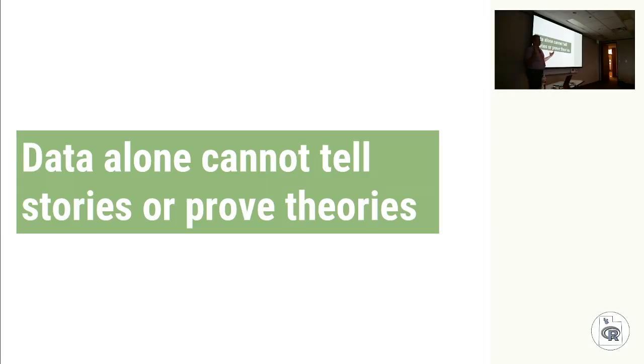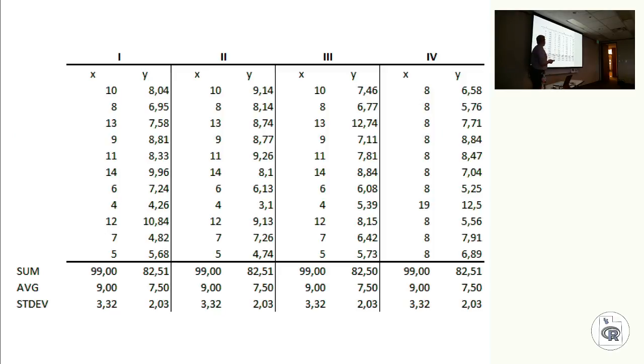And so data alone cannot tell you the stories behind your theories or prove theories. If you just have a table, you're not going to get as much insight as you could by looking at the actual data. Many of you are probably familiar with this. This is called Anscombe's Quartet. It's 4 different data sets with 10 observations each. They all have the same sum, average, and standard deviation of 99, 9, and 3.3. So if you didn't ever look at this, you would say, cool, these distributions are equivalent, publish this paper, hooray.